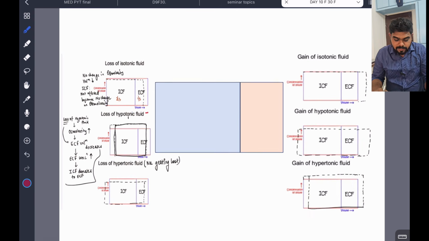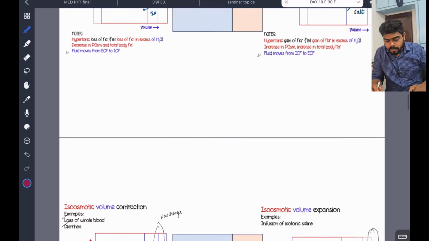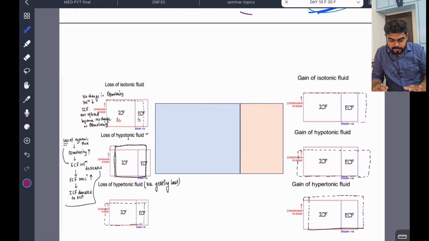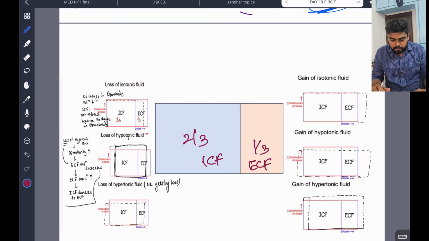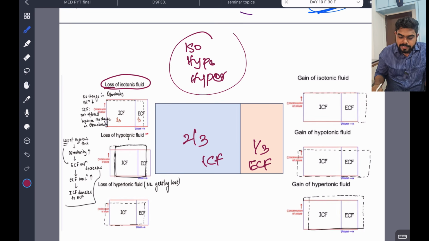Now see, this is the single image. I have solved everything here in a single page, and I have also explained each individually, so we will explain individually and come back. This is the summary: 2/3 is ICF, 1/3 is ECF. Before seeing that, there are a few laws of isotonic fluid. According to our osmolarity, we have isotonic fluid, hypotonic fluid, and hypertonic fluid, which I explained just before. These are very important.